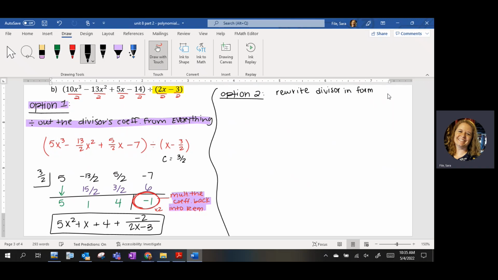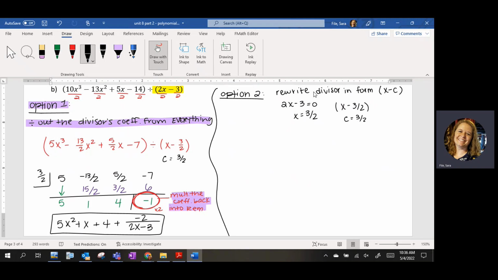Yeah, so rewrite the divisor in the form x minus c. Okay, so this 2x minus 3, we know if I were to set this equal to 0 and solve, I would add the 3 over, right? And then divide out the 2. So it would be positive 3/2. So I could write this as x minus 3/2. Okay, and that means my c is 3/2, which is what we got over here when we divided out 2 from everything.